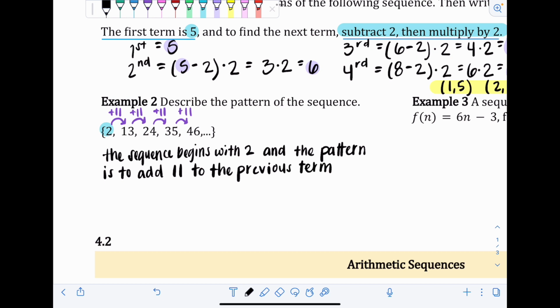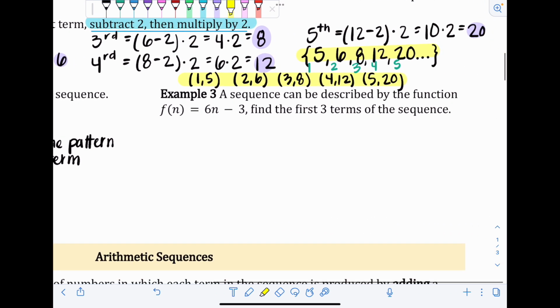So the sequence begins with 2, that's the first term in the sequence, and the pattern is to add 11 to the previous term. So to get to 13, we added 11 to 2. To get to 24, we added 11 to 13. To get to 35, we added 11 to 24, and so on.